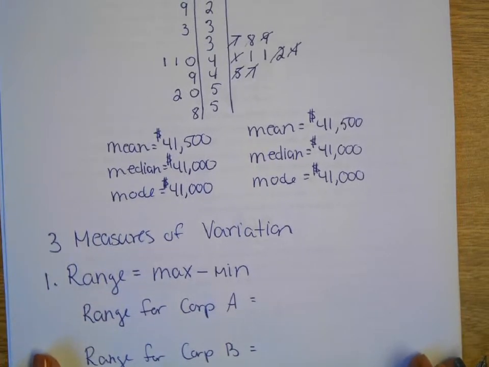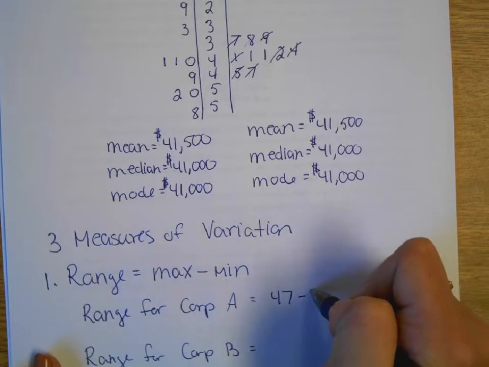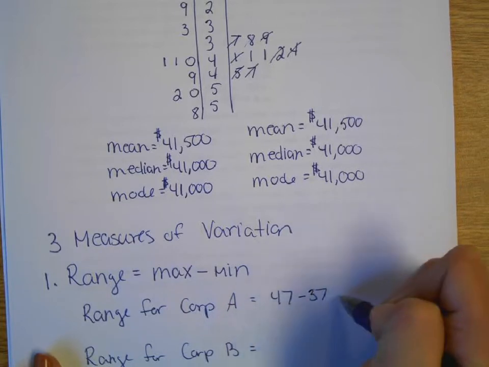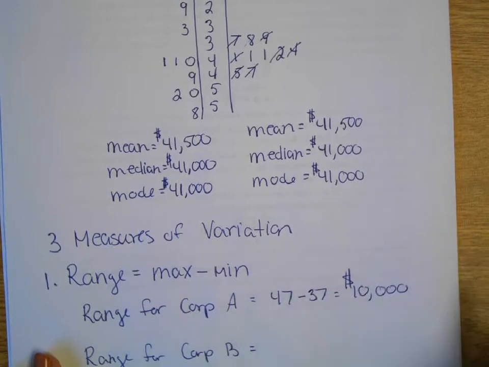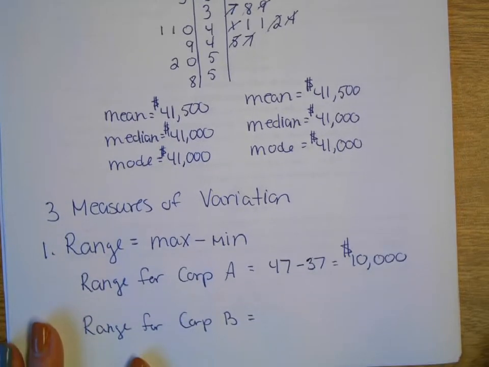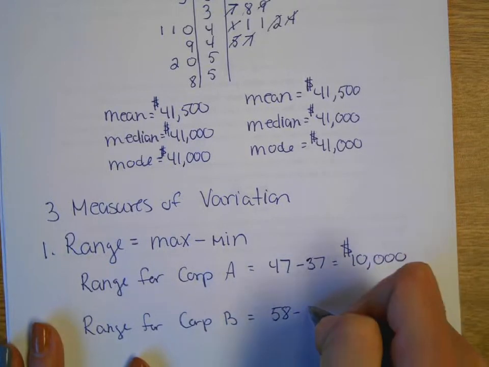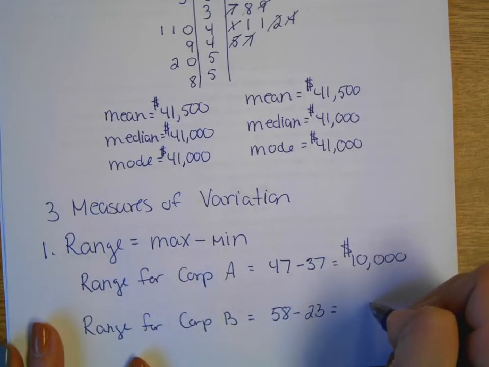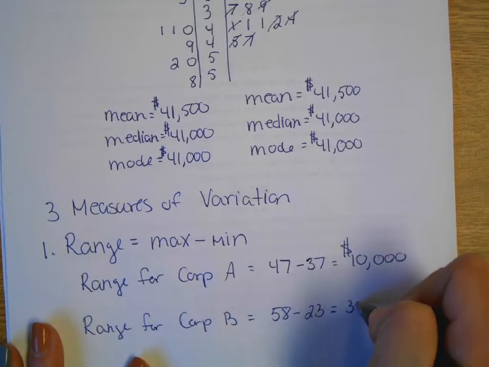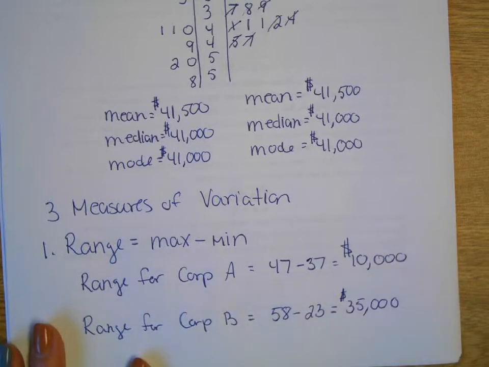So Corp A, our highest salary there was $47,000 minus the $37,000. They have a $10,000 range. Corp B, what was their high? $58,000 and $23,000. That is a big range. That difference is a $35,000 range. Big difference between their top starter and their bottom starter.